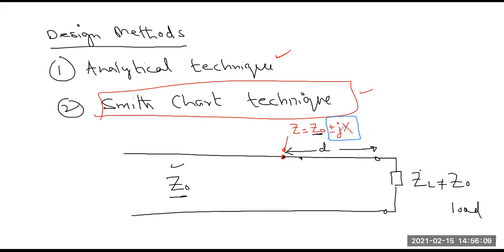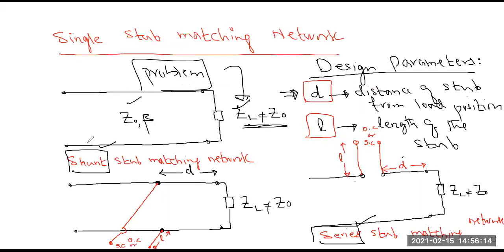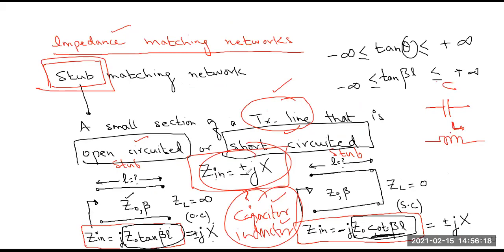And how I will cancel out this part, that is with the help of a stub, because we know a stub can provide us either minus jx or plus jx. All we need to do is to adjust the length of our stub.